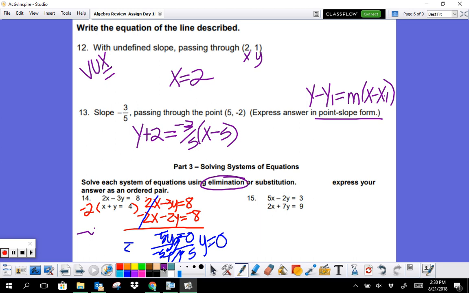Okay, so now I need to take y and plug it back in. It's going to be easier to plug it into that second equation because they're smaller numbers. So I'm going to have x plus, I'm going to plug 0 in for y, equals 4. Okay, well 0 doesn't matter, so x equals 4. When it says you can write your answer as an ordered pair, that means just x, y. So as an ordered pair, this would be 4, 0.